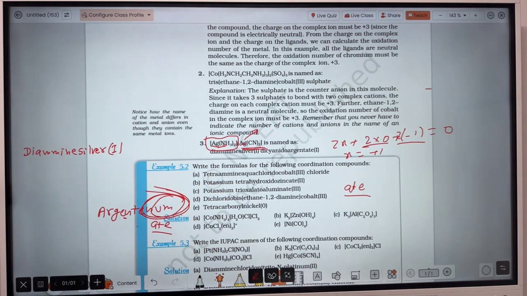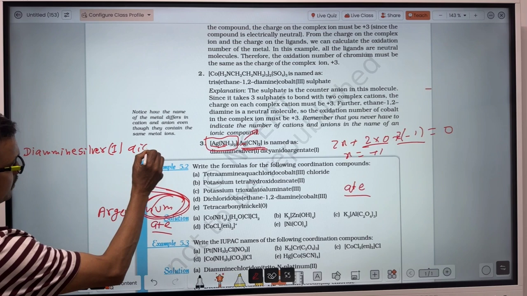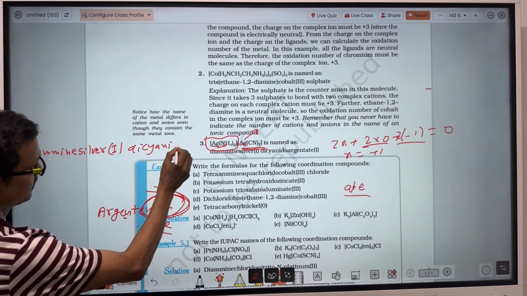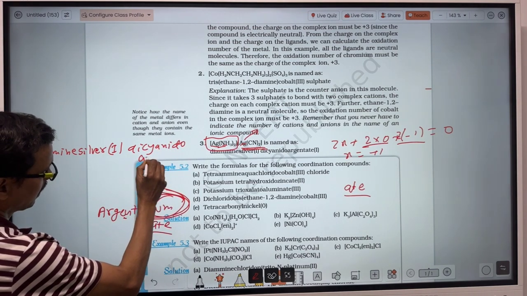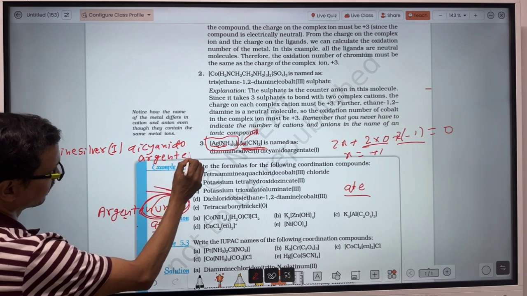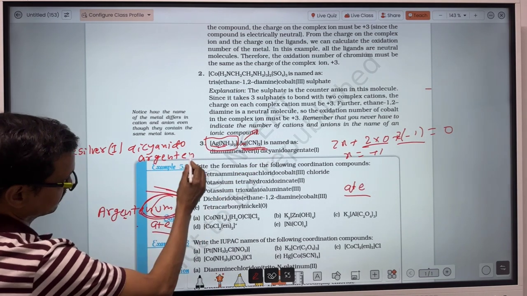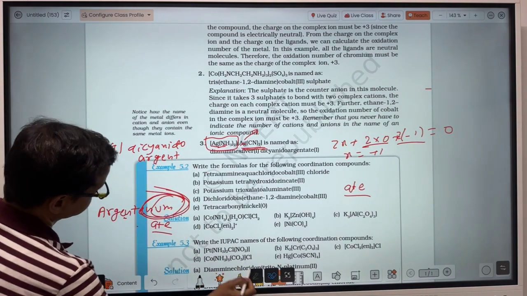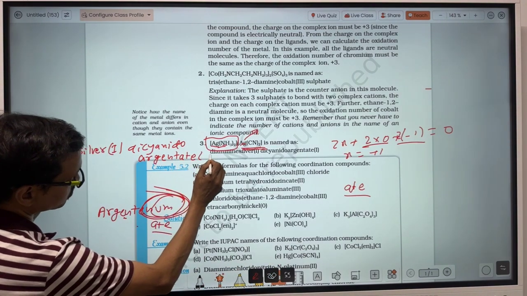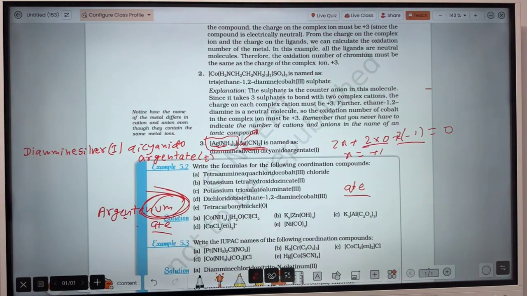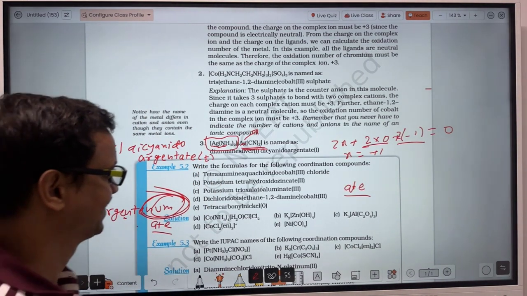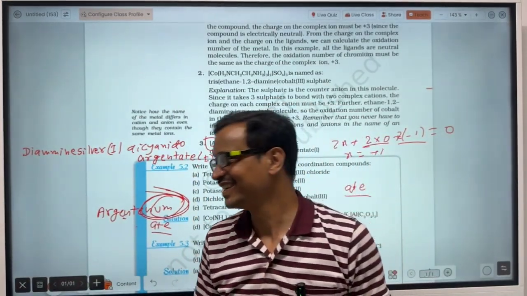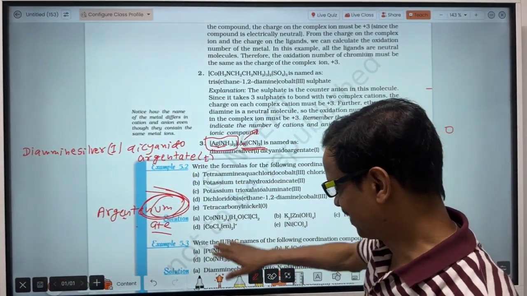That is the name of this one. There are 2 cyanide groups here, so that's why we write dicyanido, and then after that argentate. And their oxidation number you have to find out. One is the oxidation number, this one. Okay, easy.